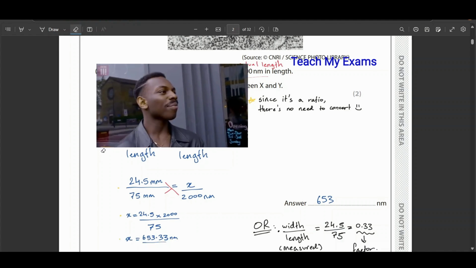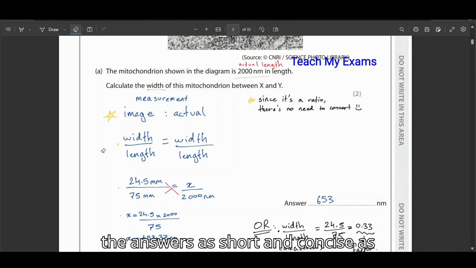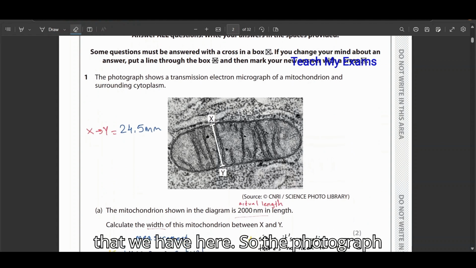I've tried to keep the answers as short and concise as possible. So yeah, I hope it does help you out. I hope that you do benefit from it. So let's start with the first question that we have here.